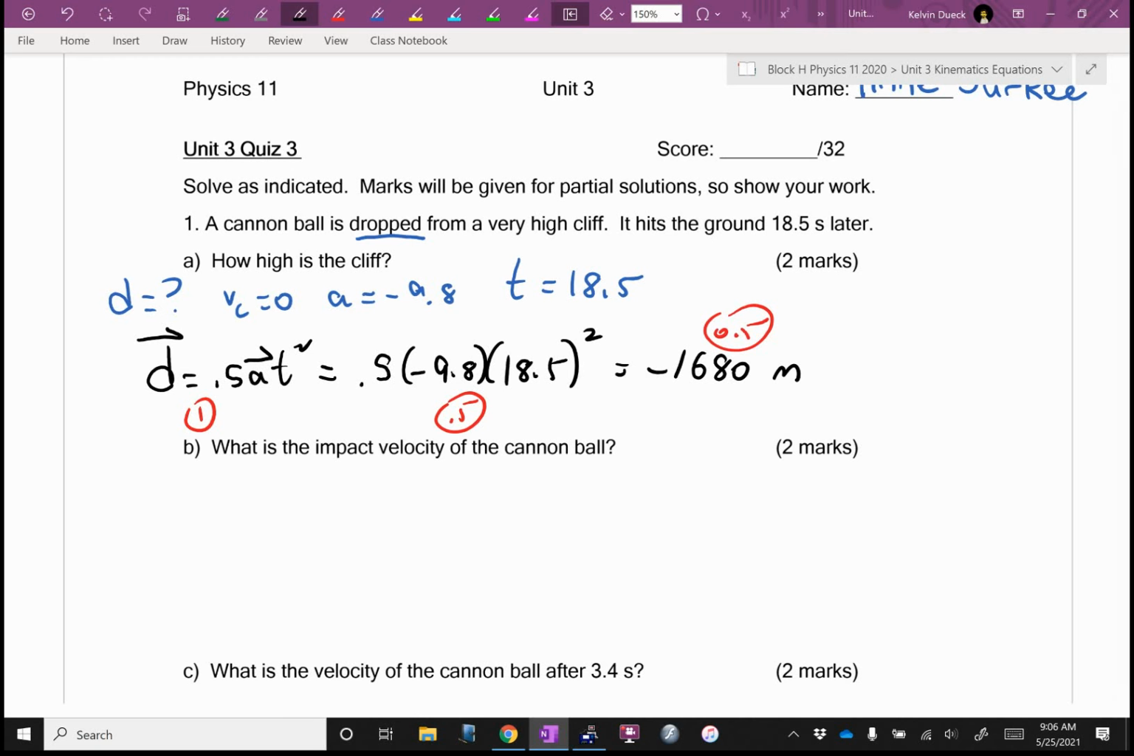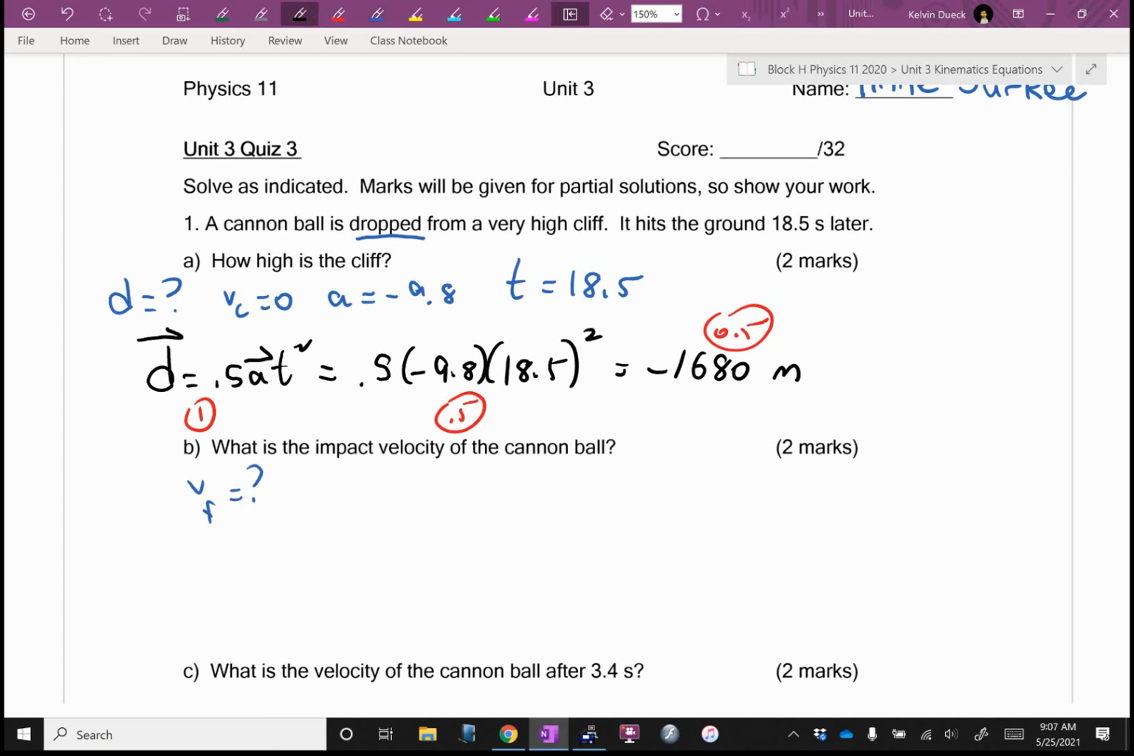Number 2, what is the impact velocity of the cannonball? This is asking me to find V final. What is V final not 0? It's not 0 on the ground. Where is it 0? At the top if you launch it up, or if you drop it, VI was 0. At the top it's 0, but not at the bottom.